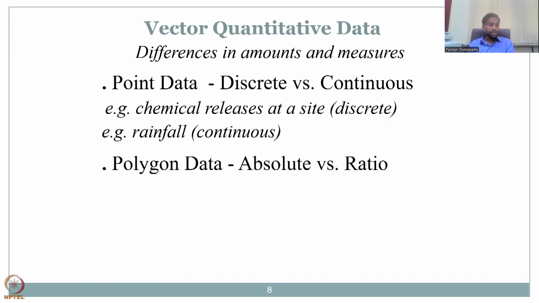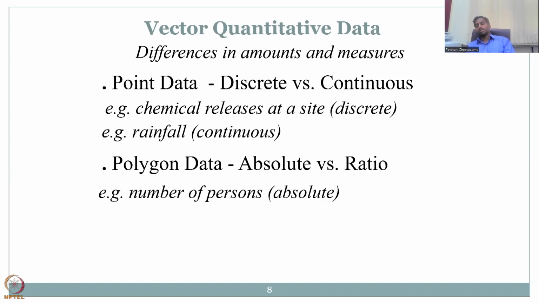Then you have polygon data, which is absolute versus ratio. In this example, you will have data as a particular value for a polygon, or a ratio, which is a comparison of different polygons. Let's say absolute. You have a district map, which is a polygon. If the population is given, then it is an absolute value, let's say 1.1 million people in that district. But if I have a ratio, it could be a comparison between the districts, and that is also available as polygon data.